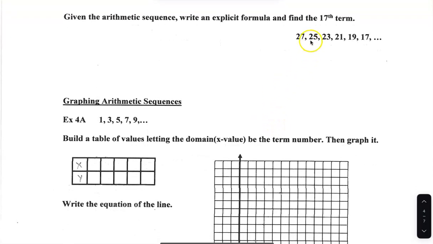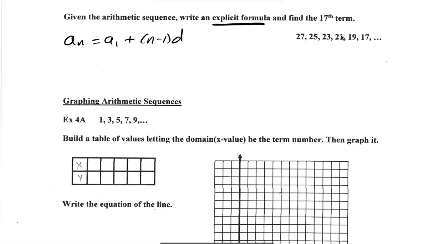Let's write an explicit formula for this example here, just to give it a practice. So again, if we're writing an explicit formula, that is a_n equals a_1 plus n minus 1 times the common difference of d. All we have to do is find out what our a_1 is and what our common difference is. Our a_1 is the first term, so 27. Our common difference, look what's going on every single time. Looks like we're subtracting 2. Minus 2, minus 2. So we get a_n equals 27 plus n minus 1 times negative 2.